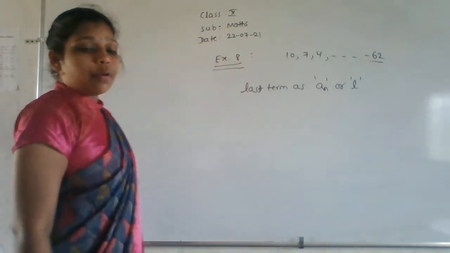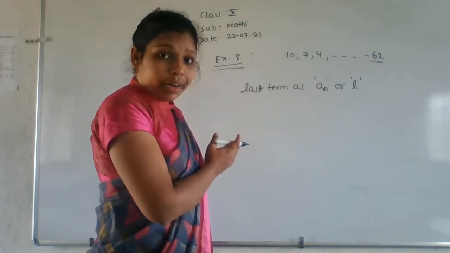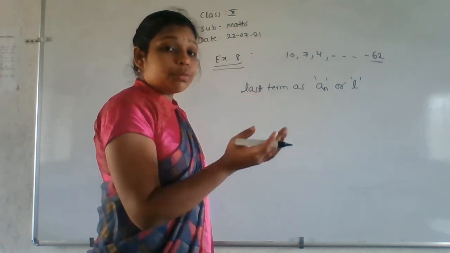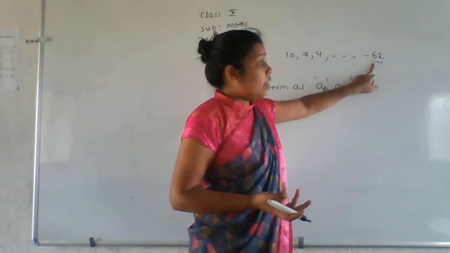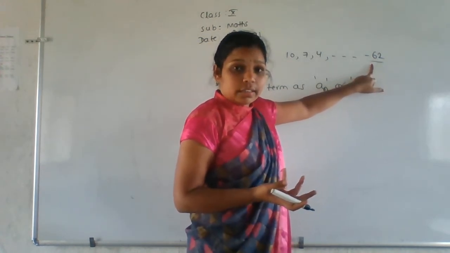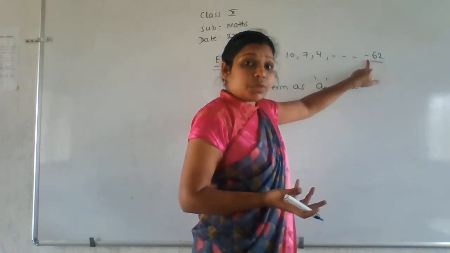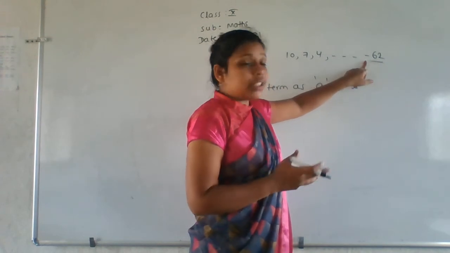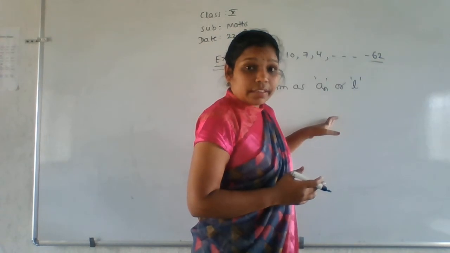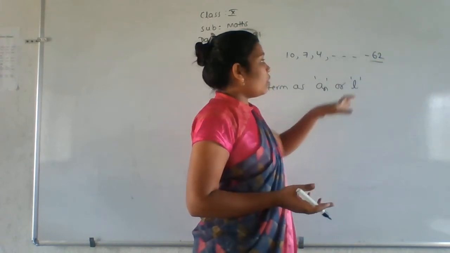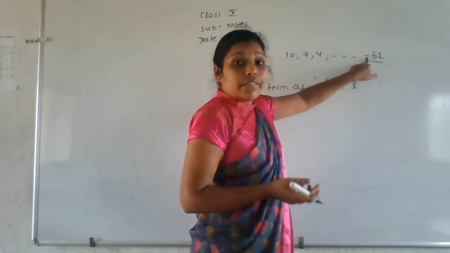Understanding? So now we have to find the 11th term from the last term. To find that, we don't know which term the last term is. So for that reason, first find which term it is. Minus 62 they given here, but we don't know which term it is. If you know which term it is, then only you can count and find the 11th term. Otherwise you can't write. So first find what is the n value for this term.